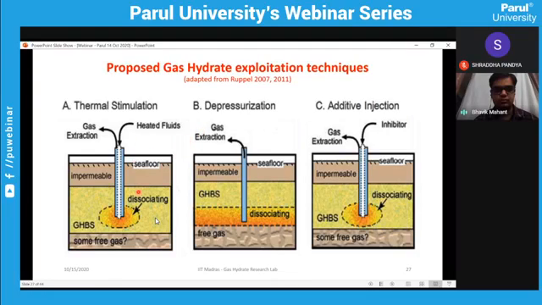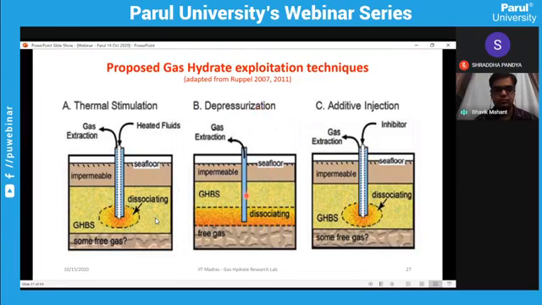This is thermostimulation. We have to add some heated fluids where the gas hydrate storage is. It will be dissociated into water and methane gas, and then we will extract the gas out. This is one way, but because the depth is so great, we have to pay so much money for it. So the economical method is depressurization.